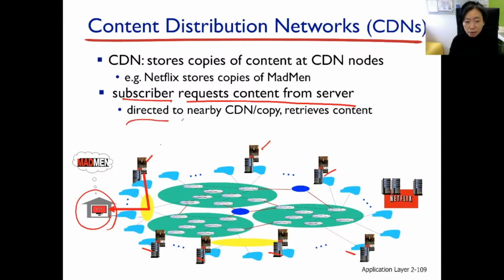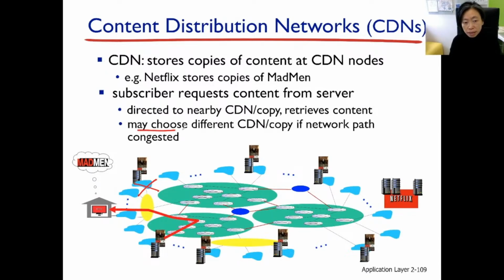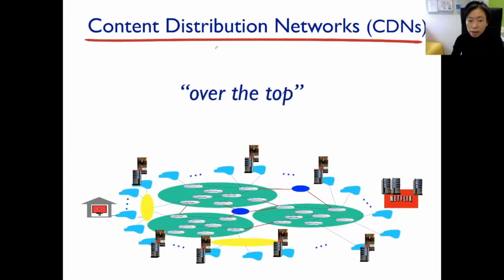Okay, so it is redirected to the nearby CDN to retrieve the content. Now what's nice about having a CDN is not just that the content is closer to the client, it's also to address this issue. If the network goes bad here from the first CDN, the client can choose a different CDN where the network congestion is lighter and go this way. And a CDN working this way is also called an over-the-top service.